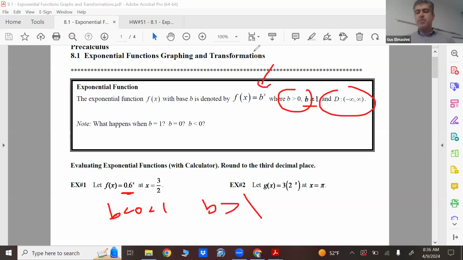But the base has some restrictions. If it's between 0 and 1, that would be decay, which we'll talk about in a few minutes. Bigger than 1, we'll call it growth.